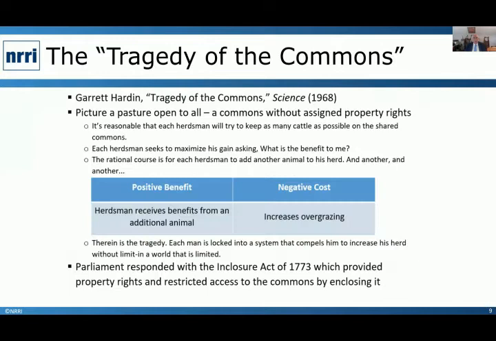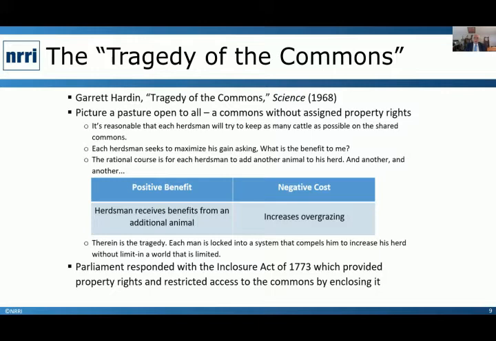Now, there's a very well-known article called The Tragedy of the Commons, which introduces the concept of the tragedy of the commons, by Garrett Hardin. This was his presidential address to the American Association for the Advancement of Science in 1976. And what he described was the way in which the commons can be overused. He started out by saying, picture a pasture open to all, a commons without assigned property rights. It is reasonable that each herdsman will try to keep as many cattle as possible on the shared commons. Each herdsman seeks to maximize his gain, asking, what is the benefit to me? The rational course is for each herdsman to add another animal to his herd and another. Therein is the tragedy. Each man is locked into a system that compels him to increase his herd without limit in a world that is limited.